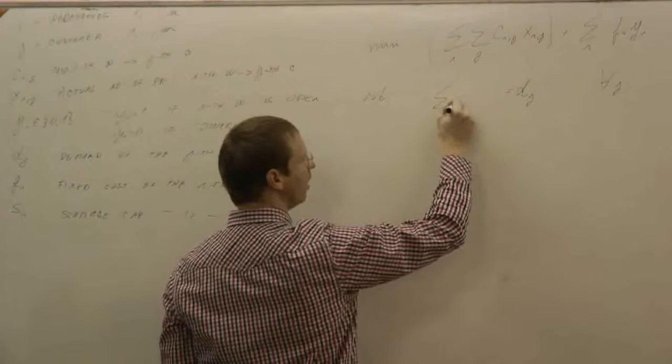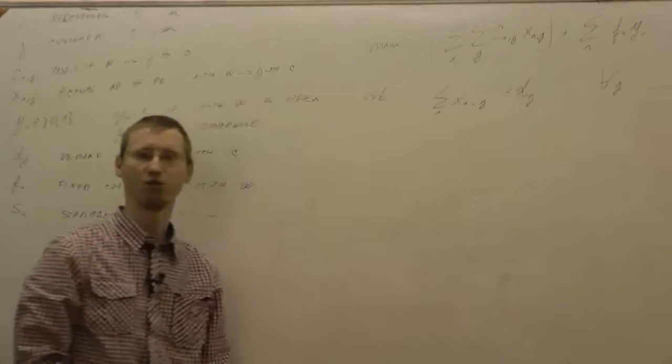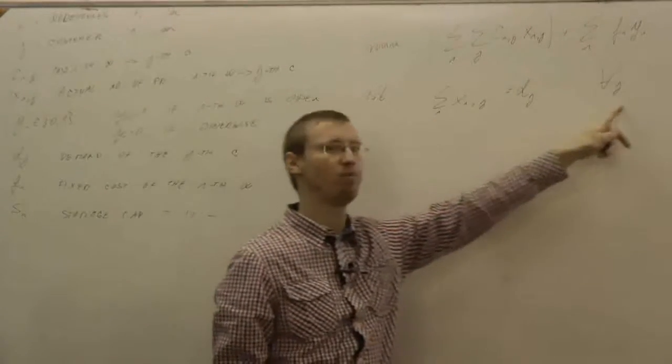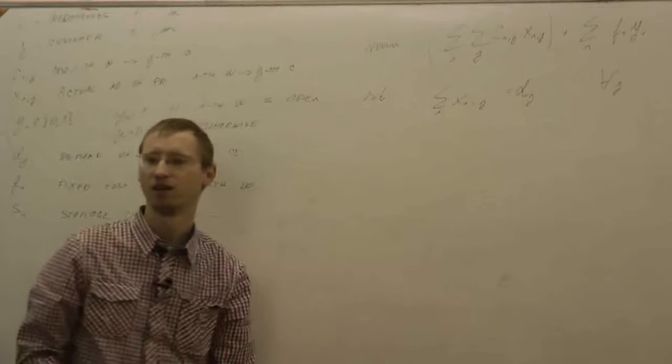Now we keep the j fixed, and we want to know how many products arrive to the customer. So we have to sum up this quantity for each warehouse. So the sum of Xij over the warehouses must be equal to the demand. And this constraint we actually have to repeat for each customer, because each customer has a different demand. So that's constraint number 1.